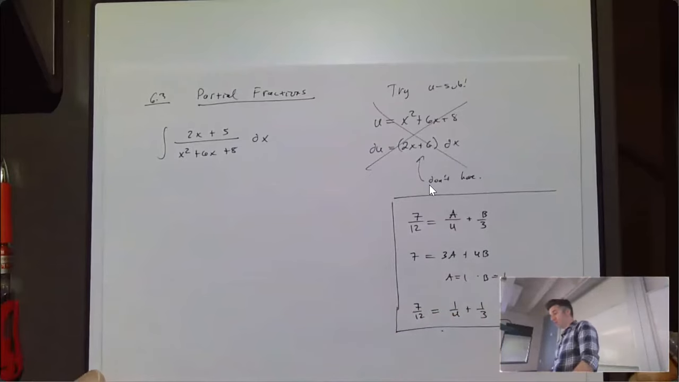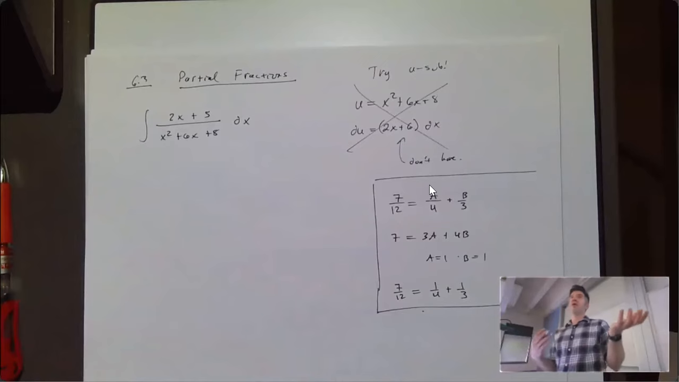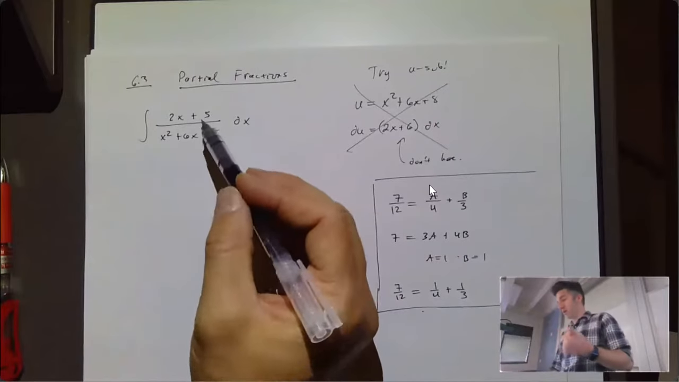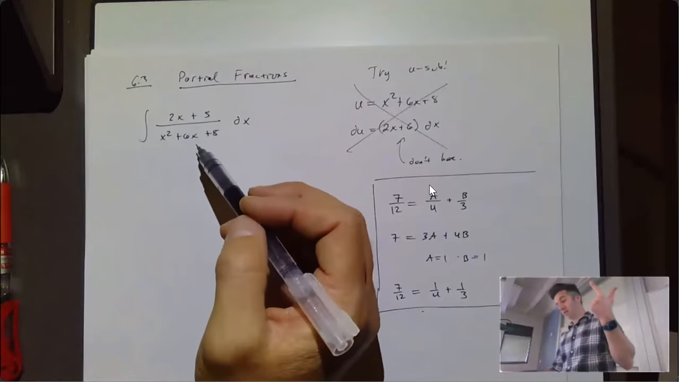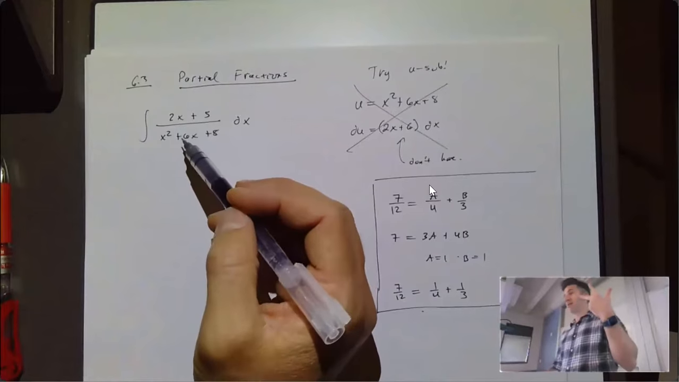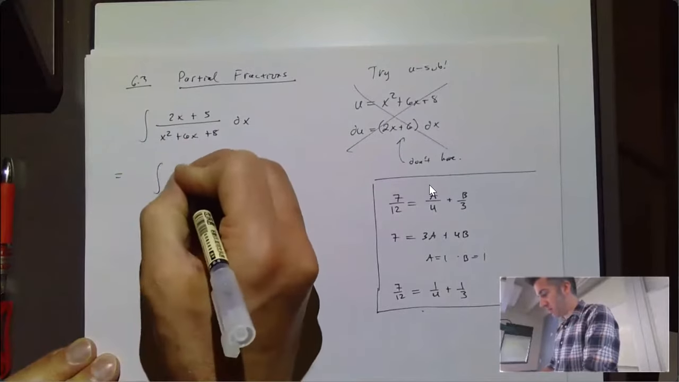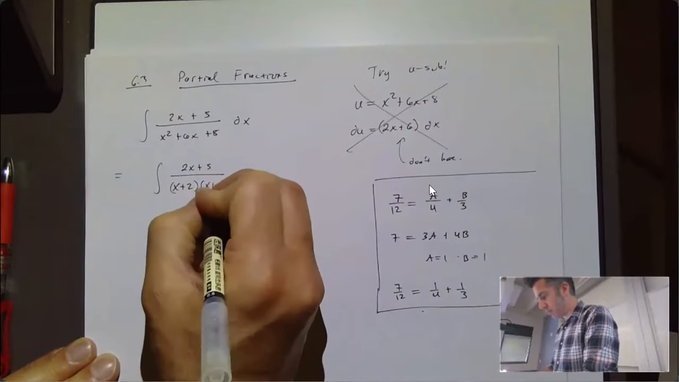And the idea with partial fractions is we're going to take an expression that's a little more complicated, a rational function, and write it as a sum of rational functions with less complicated denominators. There's a couple of things that have to be true to be able to do this. One, we have to have a rational function, meaning a polynomial divided by another polynomial. Two, the degree on top has to be strictly less than the degree on the bottom. And three, the denominator has to factor. So we're going to rewrite this as the integral of 2x plus 5 over x plus 2 times x plus 4.